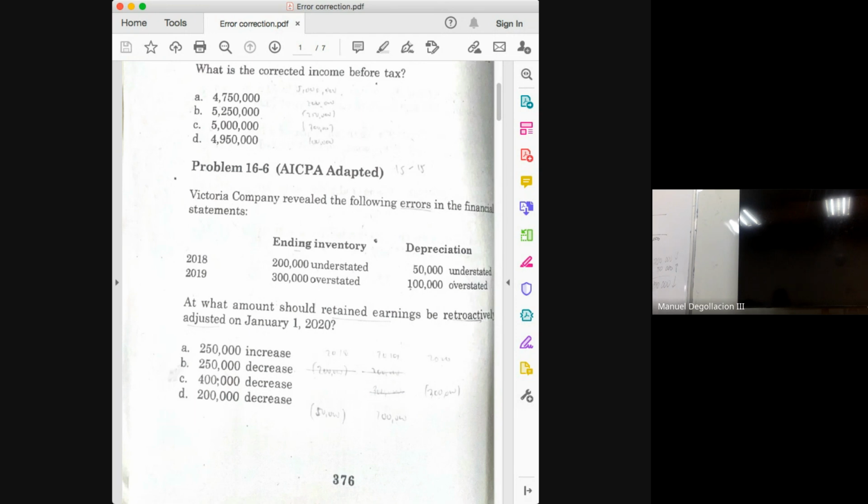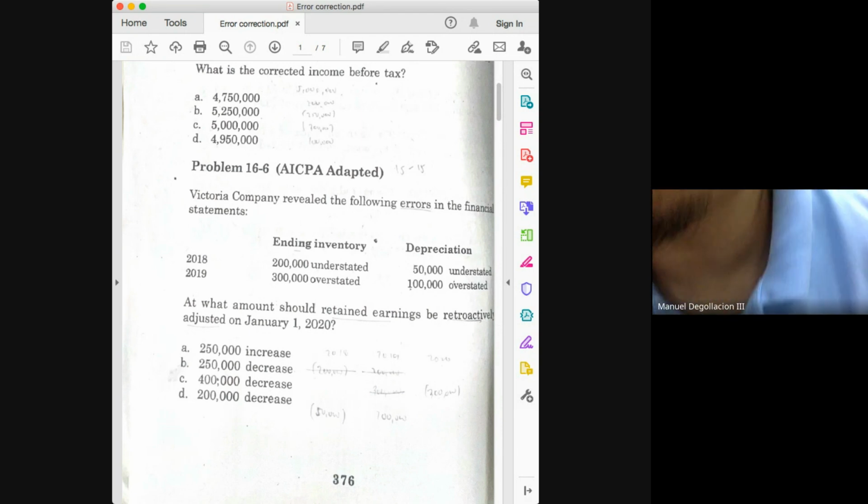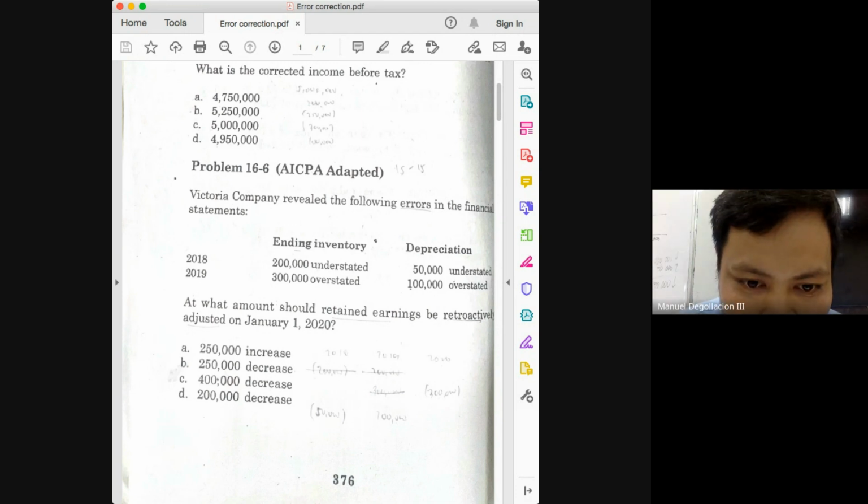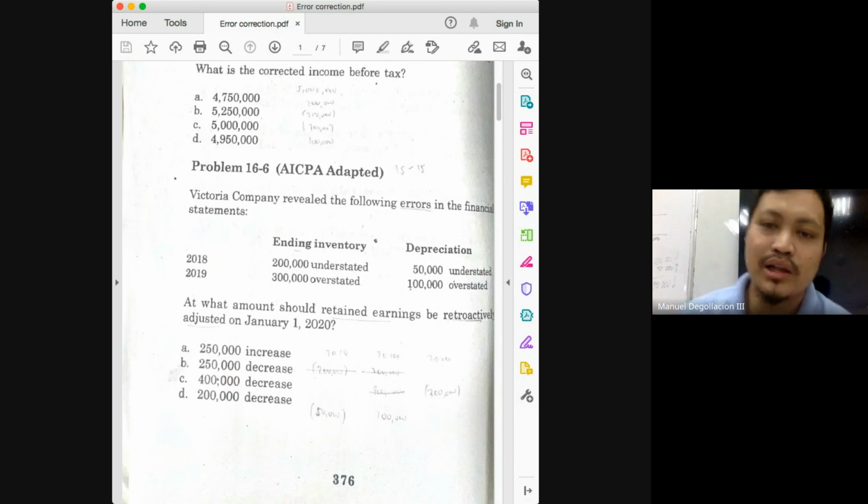So what's the net effect to your net income in 2019? Over by 500 and then minus 100. So over by 400,000. So from your 2019 operations alone, class, retained earnings as an extension of your net income would be overstated by 400.